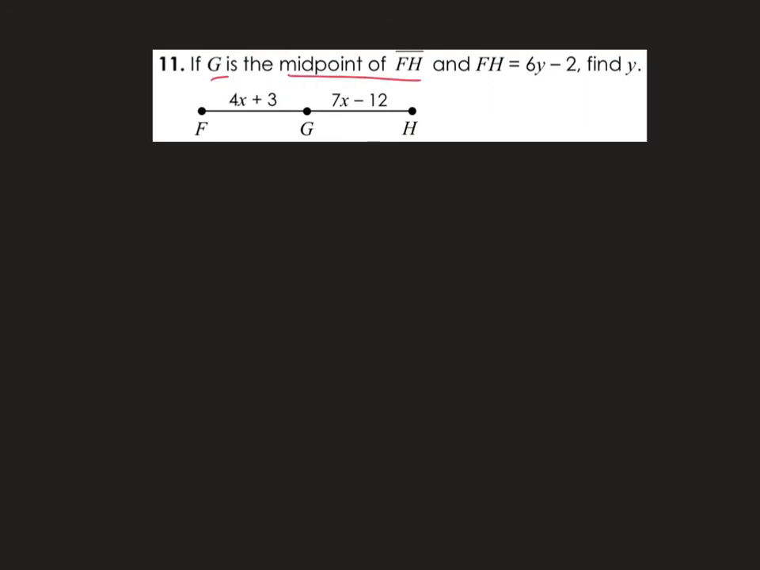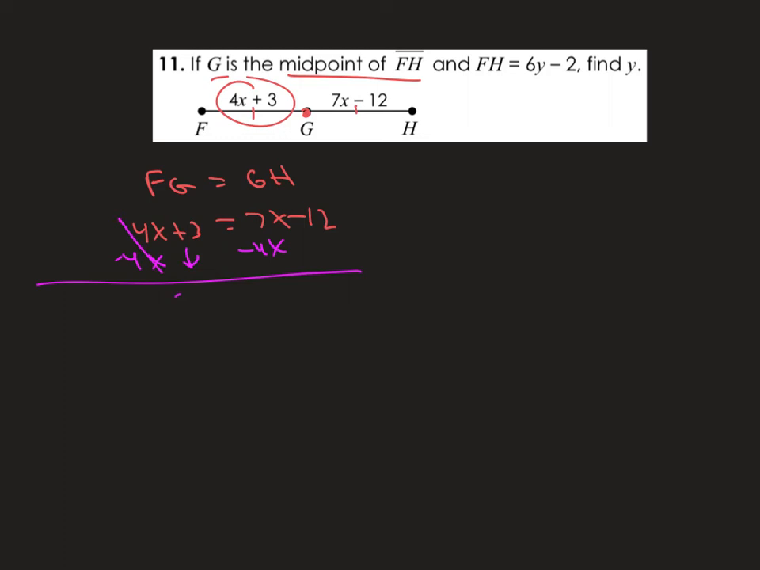G is the midpoint of FH. Okay, so G is in the middle of FH, so no problem. We say FG is equal to GH. And we take 4x plus 3, that's fine. And we can set it equal to 7x minus 12. And we do a little bit of algebra here, and let's see if we get the value of x. We're going to subtract 4x, subtract 4x. And we get the 3 comes down, 3x minus 12. We add the 12, we add the 12, and we get 15 is equal to 3x, divided by 3, divided by 3. 5 is equal to x.